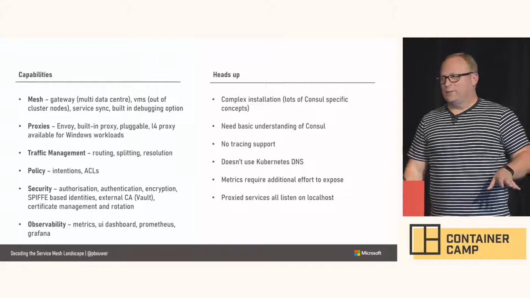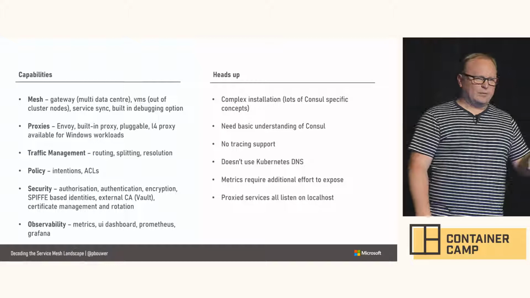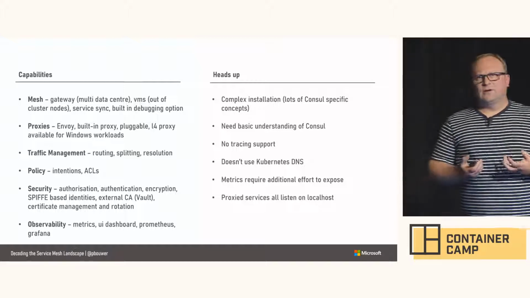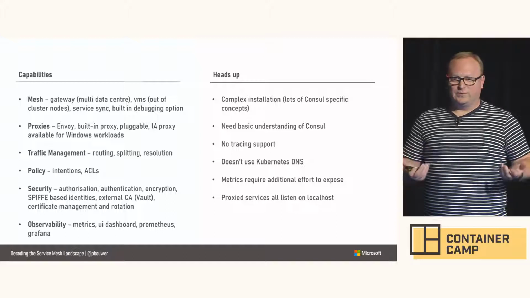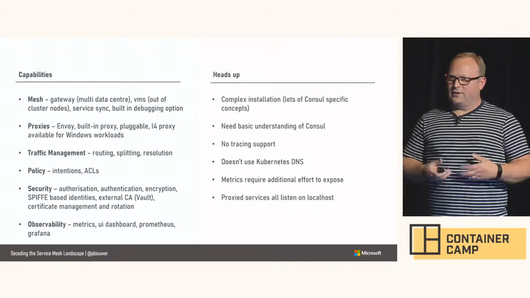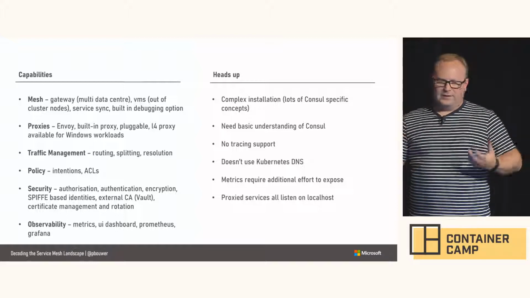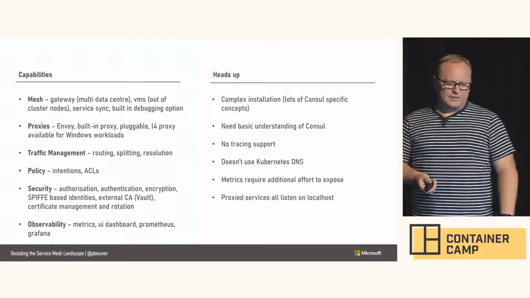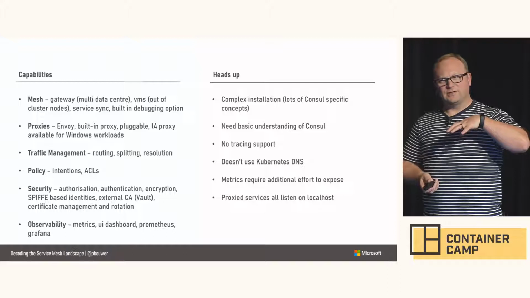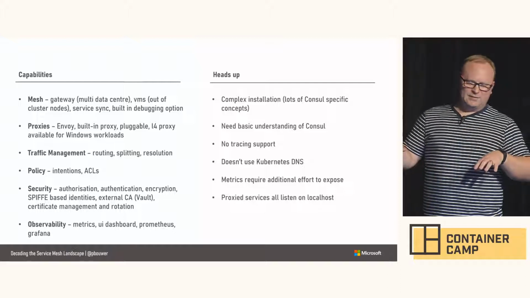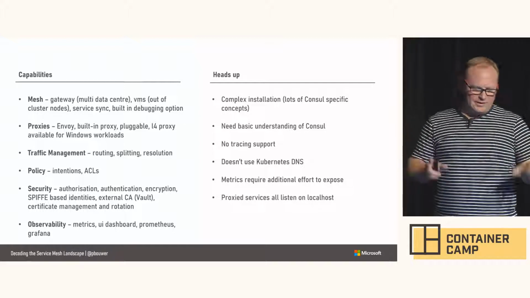So this set of capabilities is impressive. They've got multi-data center gateways. Because Consul was a multi-data center aware product to begin with, before it even had service mesh capabilities, you can stand up multiple Consul data centers, and it can connect them. It can also talk to virtual machines. It does service synchronization. So Consul has a concept of a service, and Kubernetes has a concept of a service, and it can do two-way synchronization to make it easier to work with.